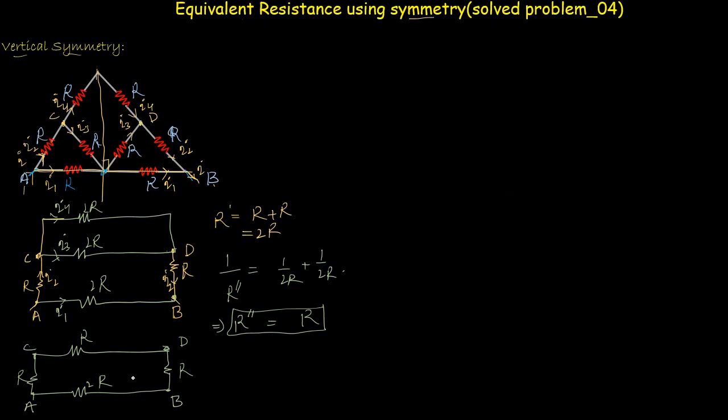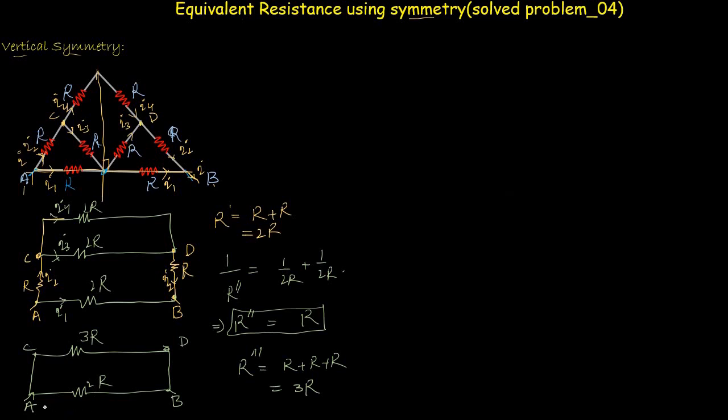If you look again into this network, you will see that these three resistors are connected in series. So the equivalent of these three resistors is, let's say, R triple dash equals R plus R plus R, which is equal to 3R. So now let's replace these three resistors by their equivalent resistance of 3R. Now if you look again into this network, you will see that these two resistors are in parallel because they are sharing the same two points.